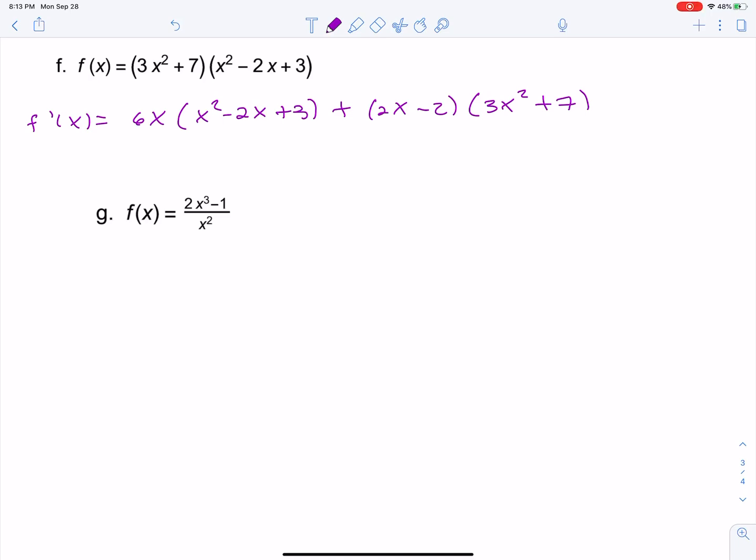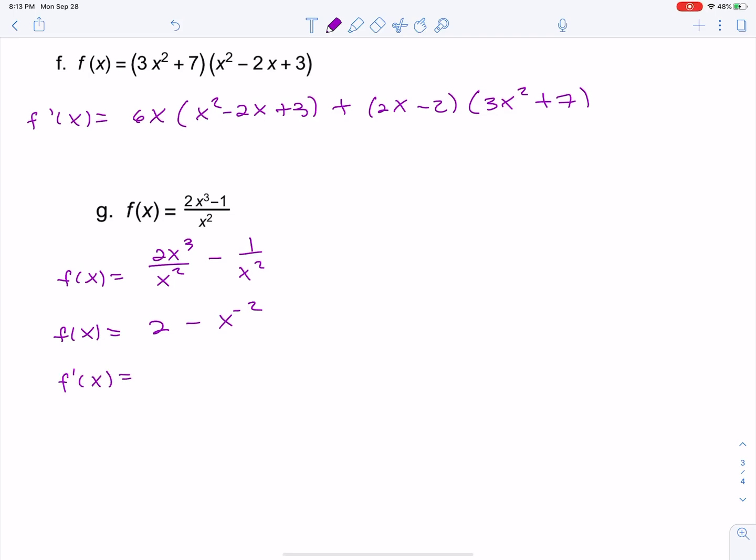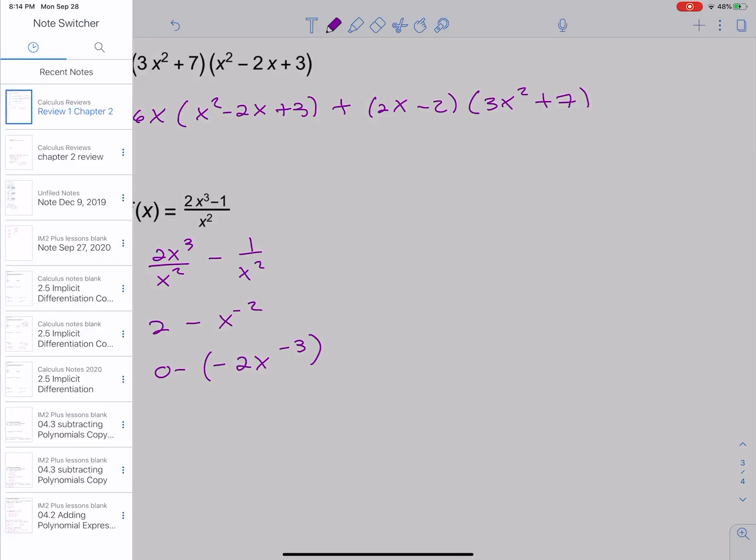So if I look at this, the first thing that jumps out at me is maybe rewriting this like 2x cubed over x squared minus 1 over x squared, which, rewriting that becomes 2 minus x to the negative 2, right? So again, could I have done quotient rule? Absolutely. But is this easier? Yeah. So let's keep on going. So f prime of x equals, the derivative of 2 is 0 minus, so it's going to be negative 2x to the negative 3, which obviously simplifies to just 2x to the negative 3.